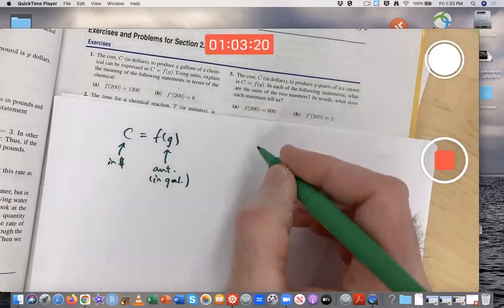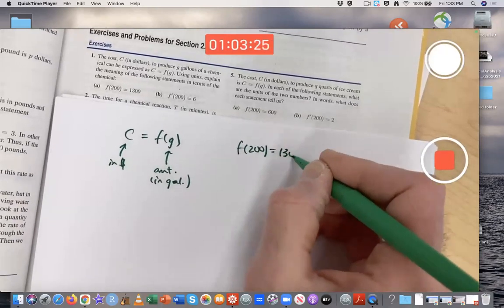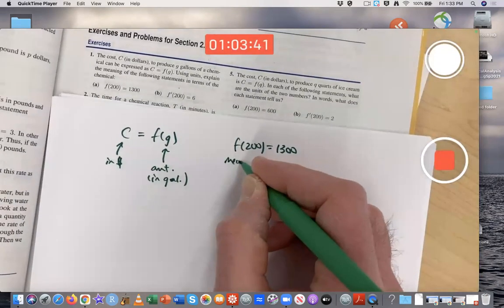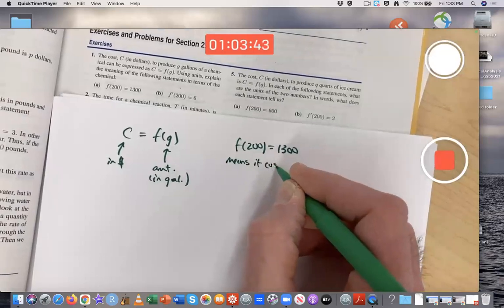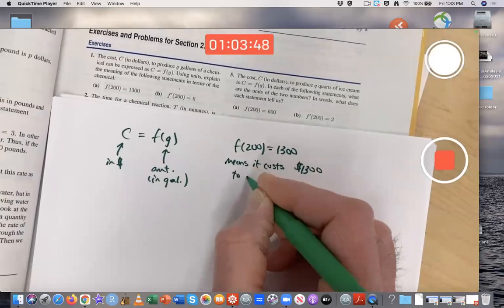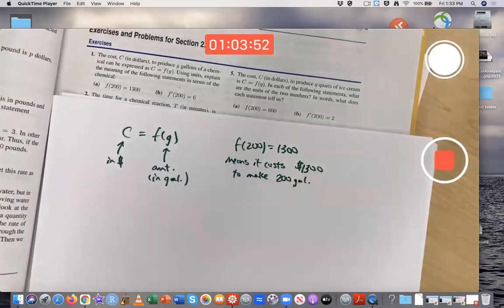When I say f of 200 equals 1300, I'm saying that when G is 200, C is 1300. In other words, and since C is a cost, it costs $1,300 to make 200 gallons. This means it costs $1,300, include units, to make 200 gallons. That's what it means.